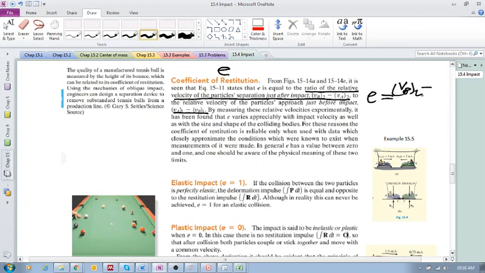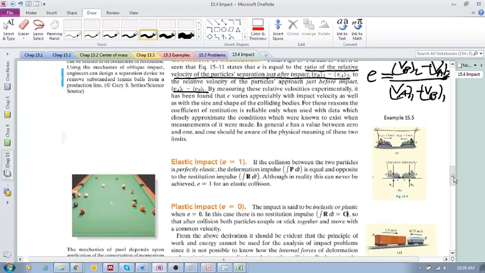Okay, so remember, E is the ratio: the final velocity of B minus the final velocity of A, divided by the initial velocity of A minus the initial velocity of B. Notice that on the top it's B minus A, and on the bottom it's A minus B. So just take note of that. All right.